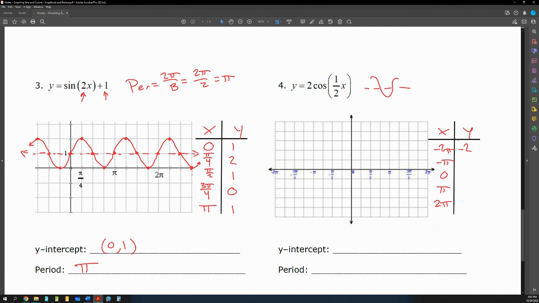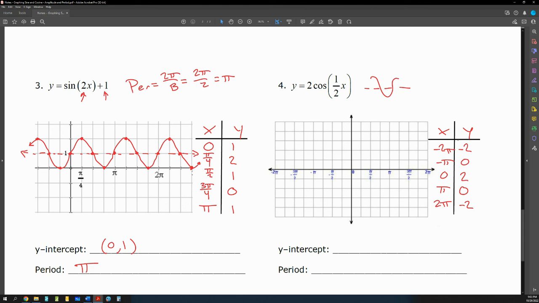Plug in negative pi, you get cosine of negative pi halves, which is 0 times 2 is 0. Plug in 0, you get cosine of 0, which is 1 times 2 is 2. And then plug in pi, you get 0. And then plug in 2 pi, you get negative 2. There we go. Okay, so that is correct.